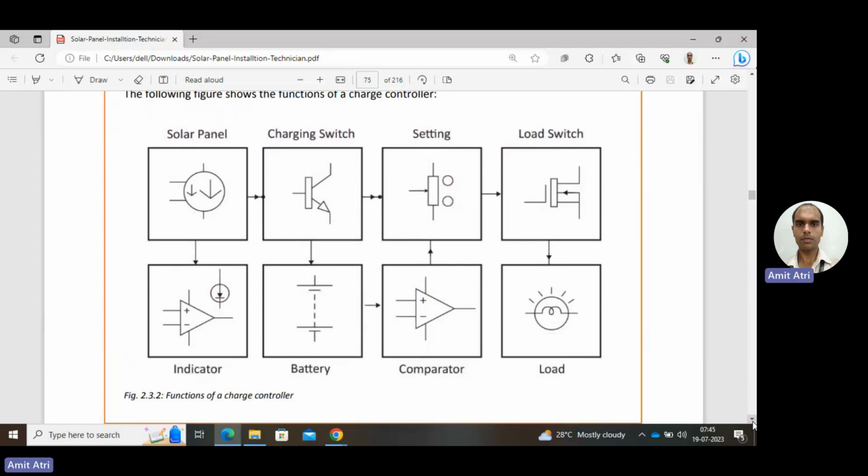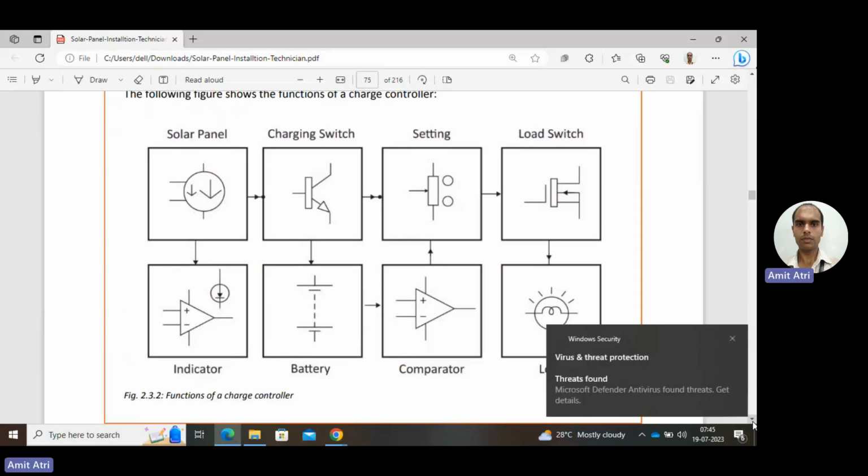So here is the diagrammatic pictorial view of the functions of a charge controller. Solar panel, from there the charging switch, and directly from the solar panel to the indicator. So it will indicate the charging. Then the charging switch to the battery, so it is charging the battery. Next, setting. Then from setting to the comparator, it will compare the voltage, how much voltage is there.